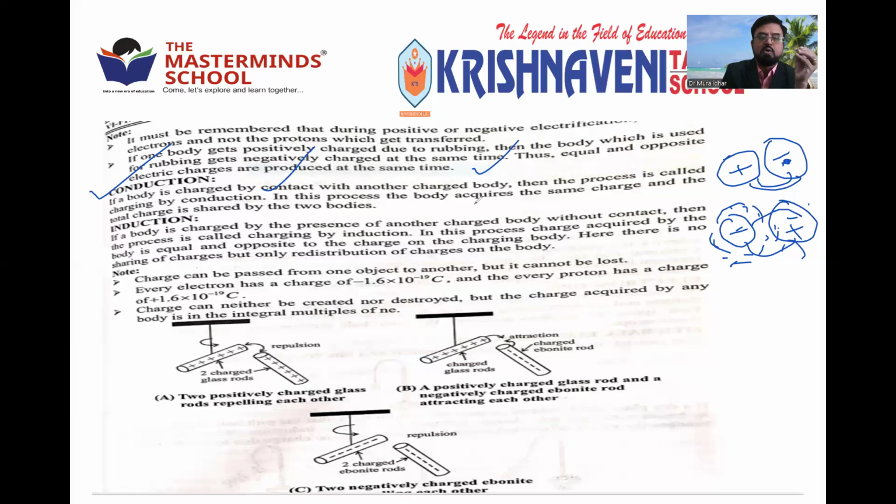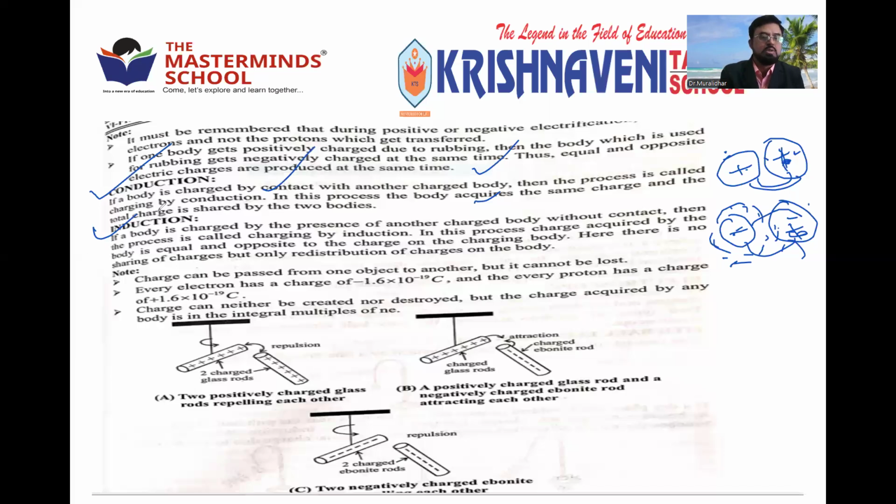In this process, the body acquires the same charge, and the total charge is shared by the two bodies. So same charges, not opposite, because the same charge is passed. If you want to give the same charge to a body, one charged body should be placed near the neutral body. So negative body gives negative, positive body gives positive. Next one is induction. Conduction is direct contact. Induction is without direct contact, by influence. For example, take one magnet and place iron somewhere near the magnet. Without direct contact also, after some time, the iron becomes a magnet.